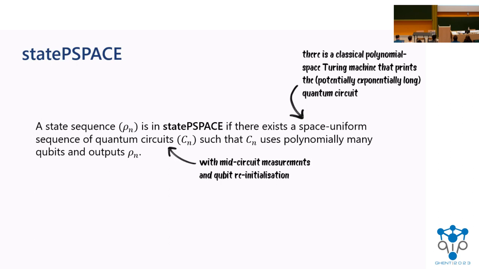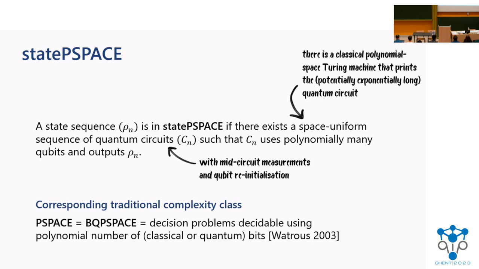And again, there's a corresponding traditional complexity class here, which is PSPACE, the set of classical decision problems decidable using a polynomial number of classical bits. And this turns out to be equal to BQP space, which is the same thing, but for a polynomial number of quantum bits. This is the classic result of Watrous. Okay, so now we know what stateQIP and statePSPACE are, and as the title suggests, we prove that they're equal.